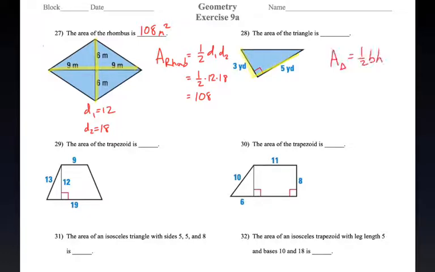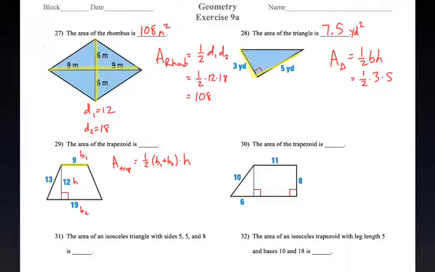Number 28, that's a triangle. So 1/2 times base times height. When you have a right angle, there is your base and your height. The height, of course, has to be perpendicular to your base. It doesn't matter which one is which. So it's 1/2 times 3 times 5. I guess I didn't finish that. Hold on. So yes, it's 1/2 times 3 times 5 is 7.5 yards squared in this case.